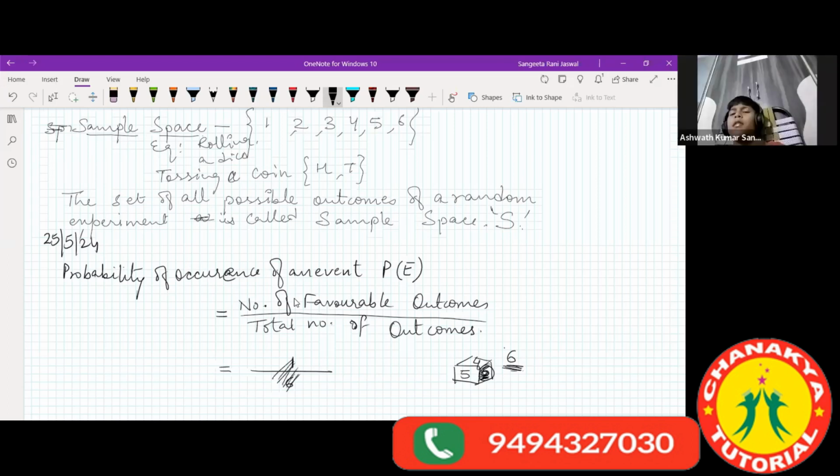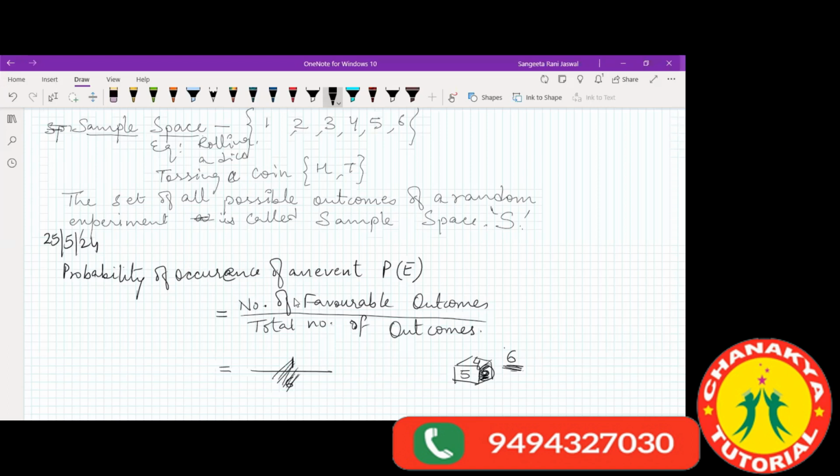Let's take an example of a coin, where there are only 2 outcomes, head and tail. So my total number of outcomes are 2. Now what is my favorable outcome? I'm hoping that I should get head. What I want is head, so that becomes my favorable outcome.